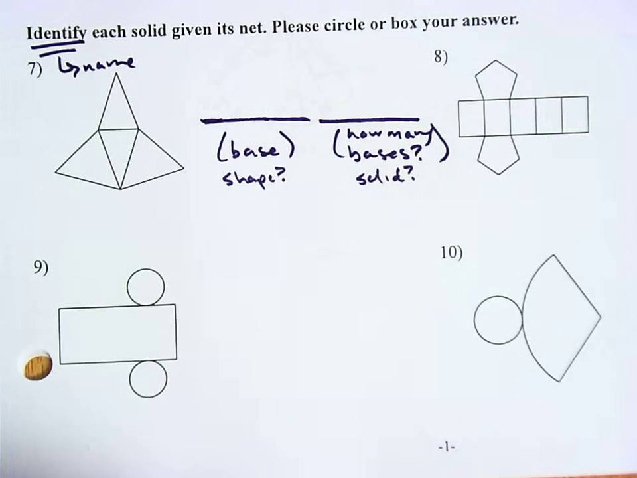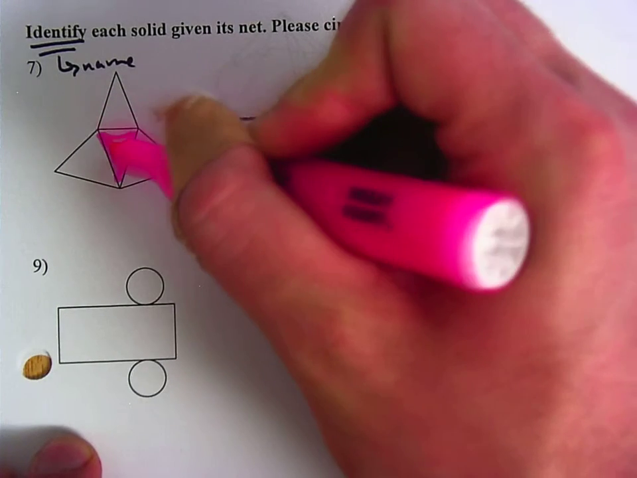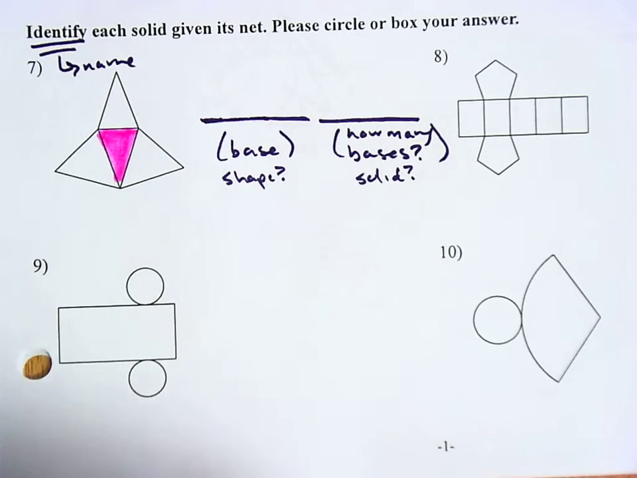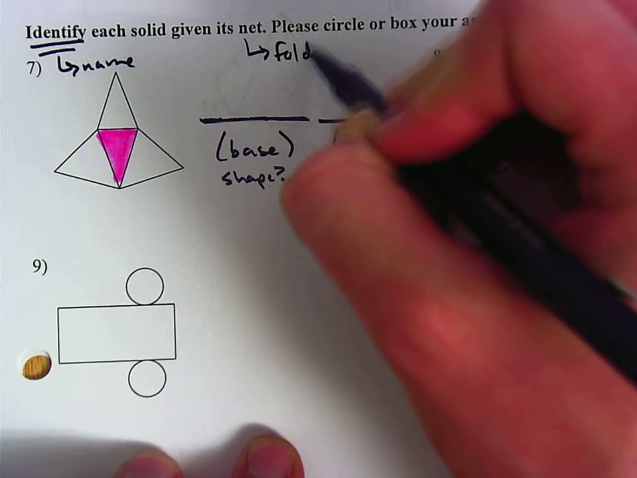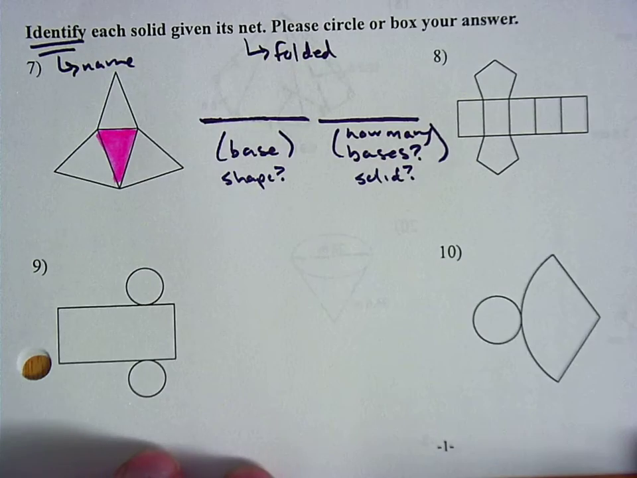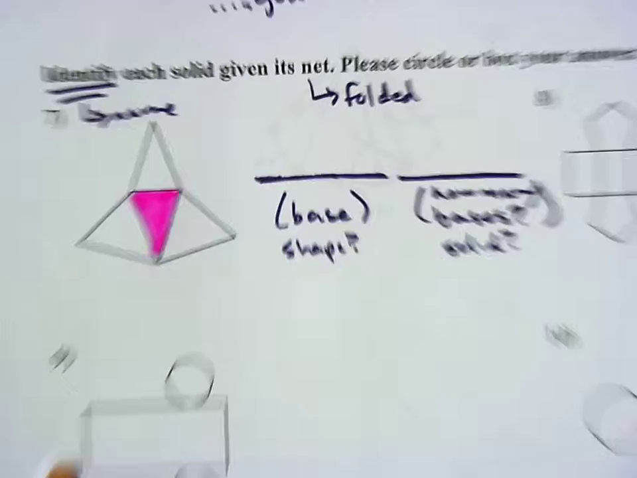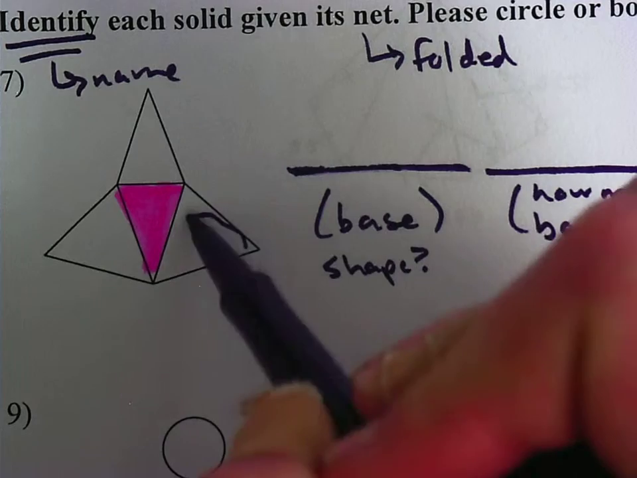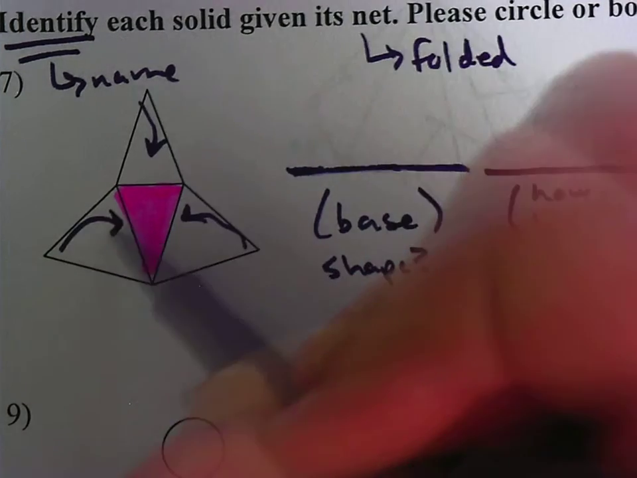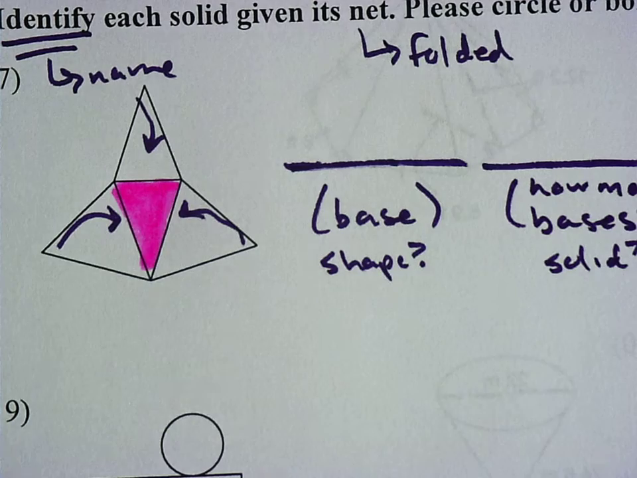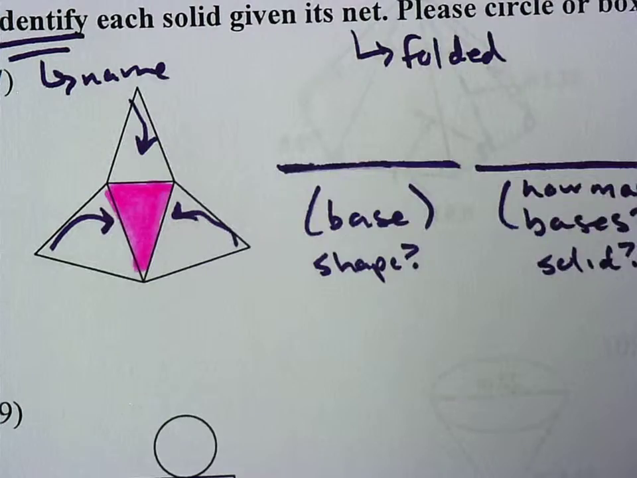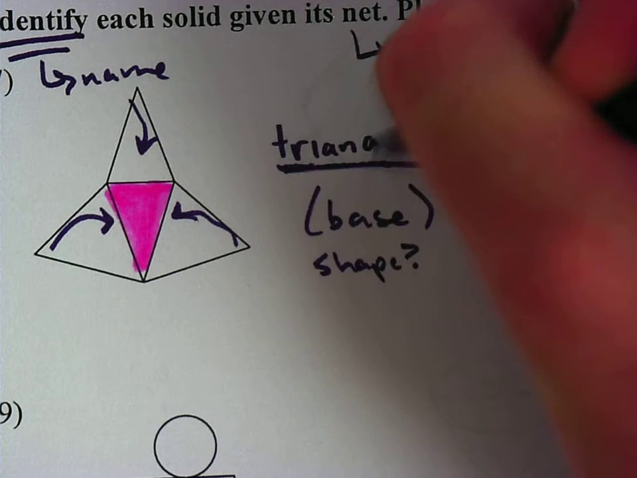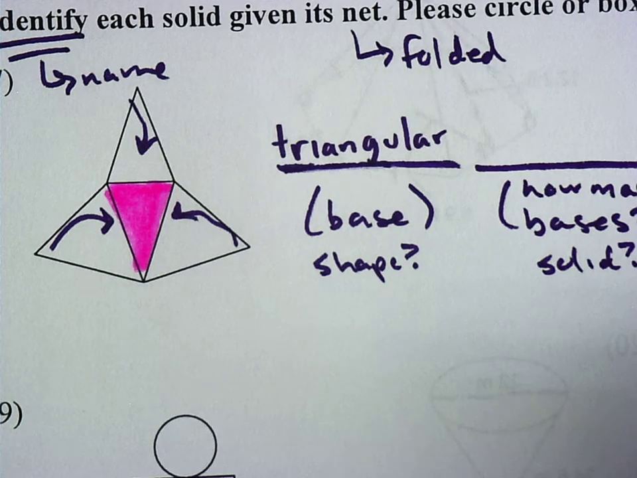Okay, so here's our base here. It's in the middle. It might look a little hard because they all look like triangles. But if I think about this, a net is just going to be folded. The only way that I could fold number 7 is to bring all of these 3 points in, so I can make it into a 3D solid. So this center thing is going to be my triangle. It's the base, and it's also a triangle. It ends in angle, so it gets that AR, triangular.